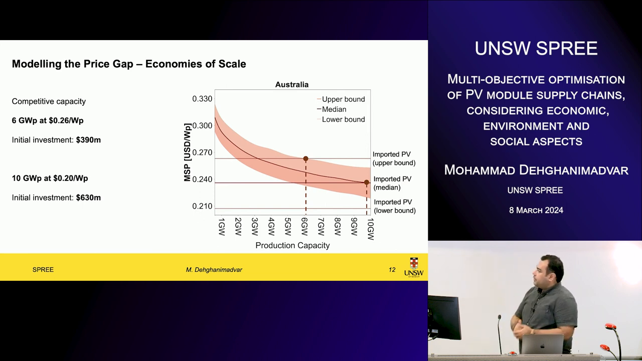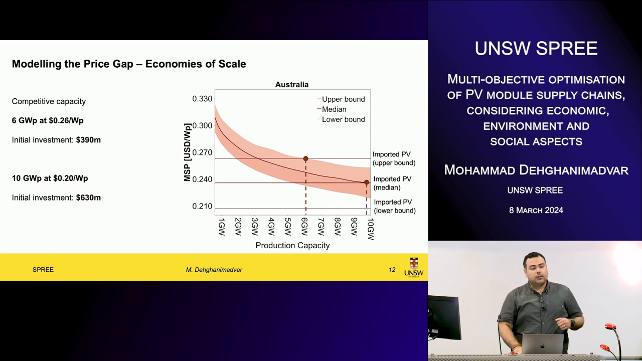On average, when the imported module price is about 20 cents per watt, we need to reach almost 10 gigawatt production capacity to be competitive. So the initial investment for that 10 gigawatt is around $630 million, which is a huge investment. And this huge investment means huge risk. So should we go for that risk, or is there another way?